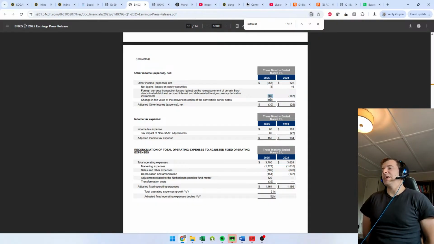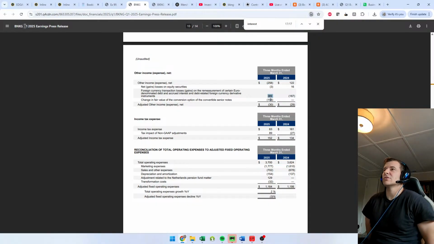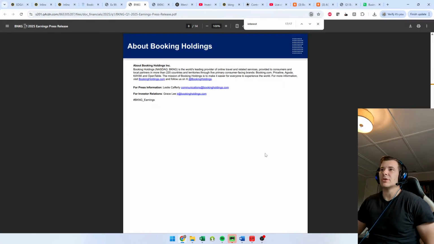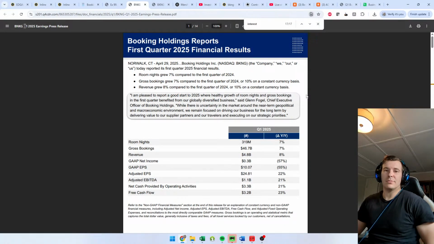So this is an example of how currency movements can impact the P&L of a business, although they just adjust it out and everyone ignores it and most people don't bother looking or care. But I just wanted to double check that Booking Holdings is still indeed making money and that I'm happy as a shareholder owning this company.